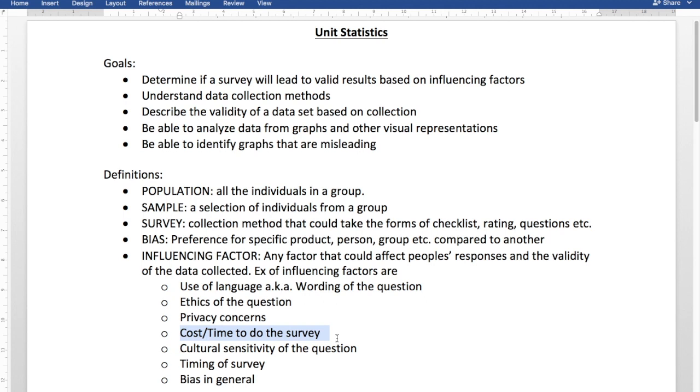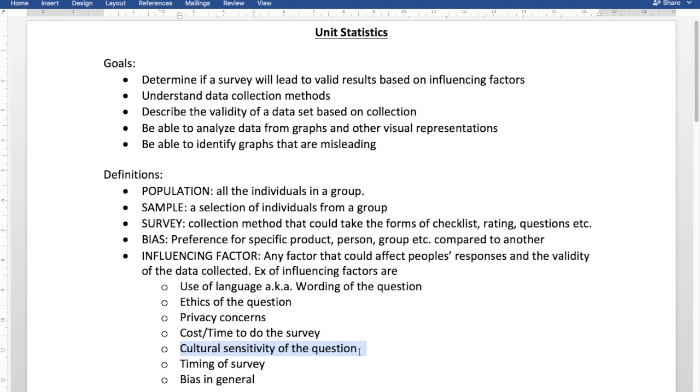Next up is the cost or the time to do the survey. Some surveys might cost you a bunch of money, like if you need to use postage or send stuff in the mail, or they might take a whole bunch of time, and that's going to influence how valid your data is. Next up is cultural sensitivity. There are some questions which are biased against or for certain cultures. So you just want to take care to really think about your question and whether or not it's culturally biased.